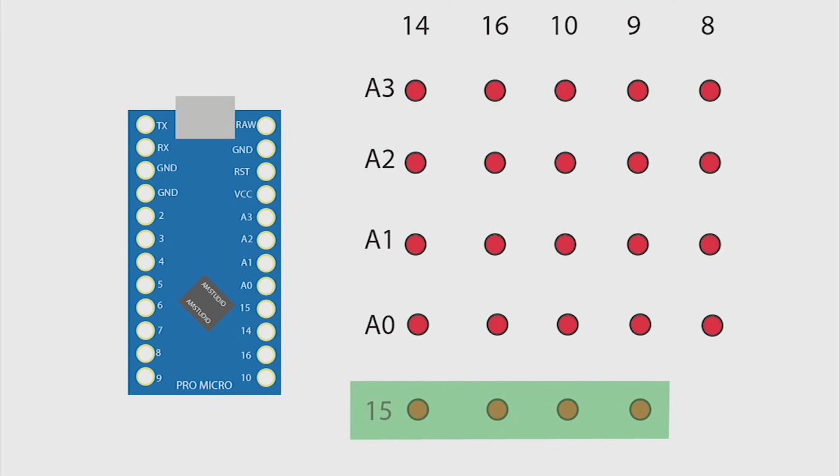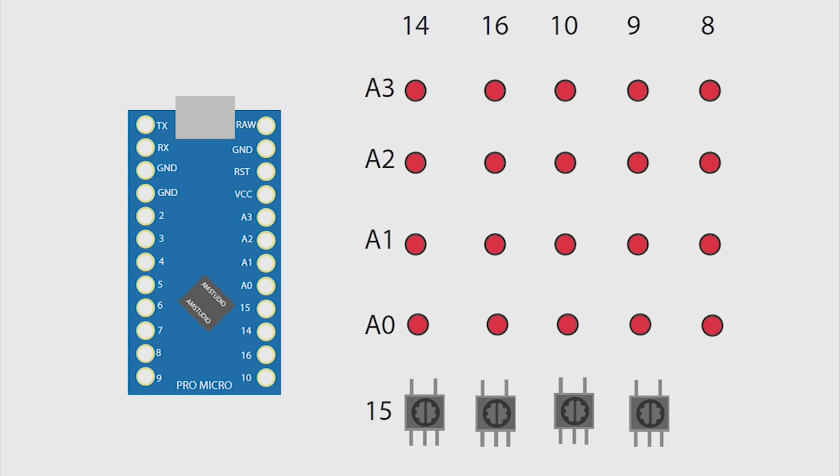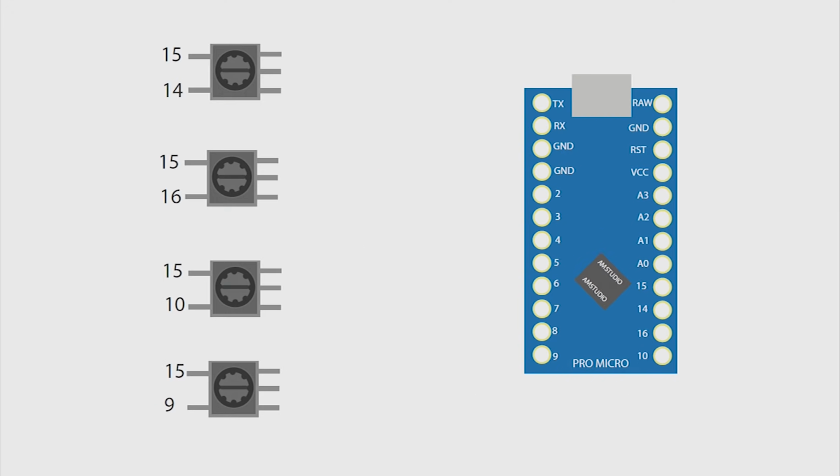As the encoders also have a push button function, we will use the last row on the matrix grid and allocate these to the encoders. The encoder's momentary push function will be wired to pins 15 and 14 for the first encoder, 15 and 16 for the second encoder, 15 and 10 for the third encoder, and 15 and 9 for the fourth encoder.